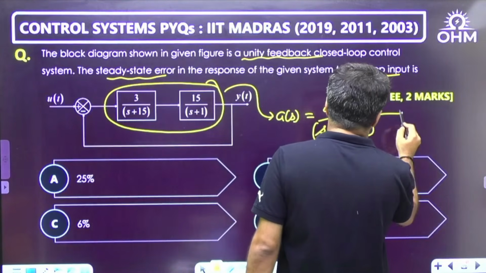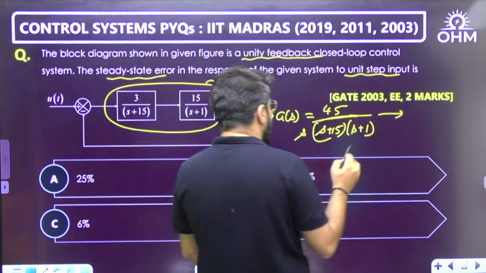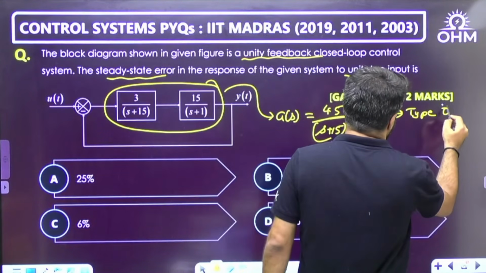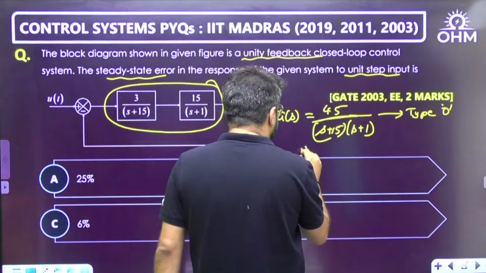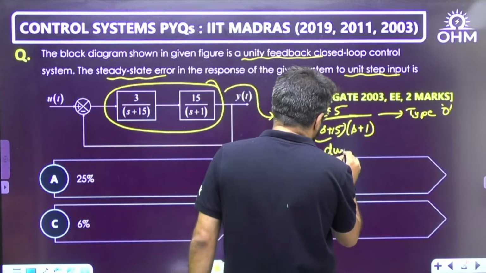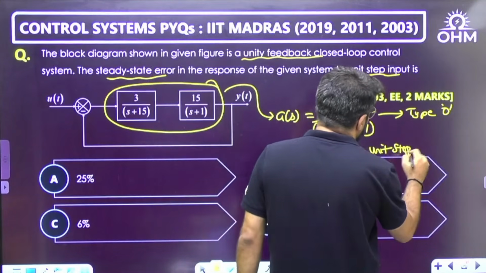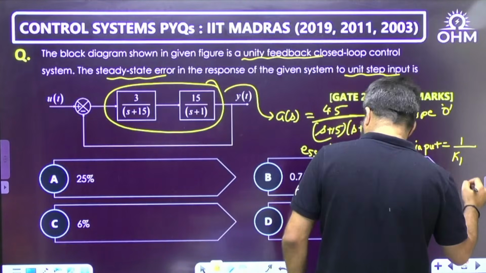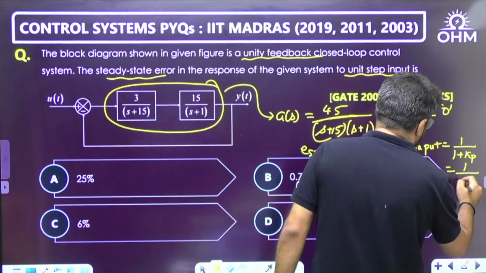Is there any pole at origin? There is no s power n term, there is no pole at origin. So it is a type 0 case. That is why it will give steady state error due to unit step input as a finite value. Steady state error due to unit step input is 1 upon 1 plus Kp.